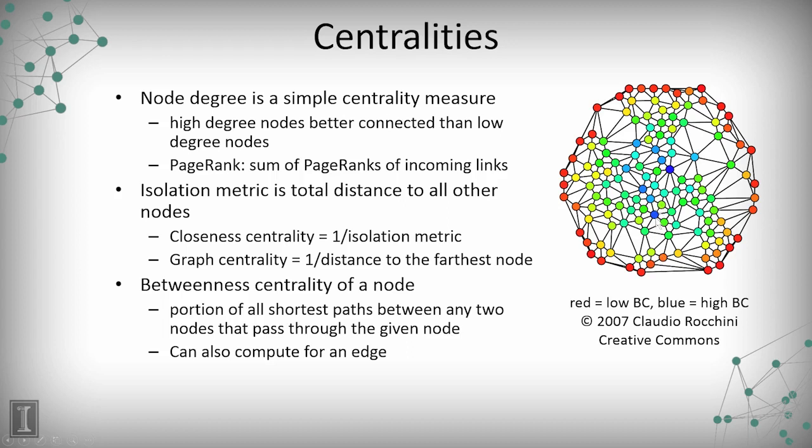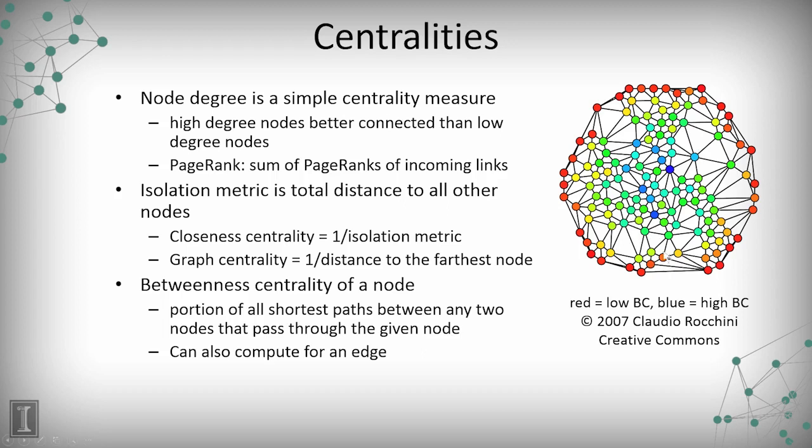Betweenness centrality basically looks at every pair of nodes and finds the shortest path between that pair of nodes. If I take all of those shortest paths between any node and any other node, how many of those shortest paths go through a given node? That tells me the betweenness centrality of that node.